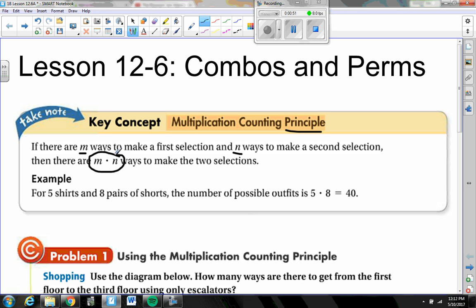As an example, to help you make sense of this, you have 5 shirts and you have 8 pairs of shorts. So if you have 5 shirts to choose from and 8 pairs of shorts to choose from, the number of outfits that you could make is 5 times 8, which is 40 possible outfits. Okay, so in order to figure out how many combinations of things you can have, of something from this group and something from this group, you just multiply the two numbers together. How many shirts you have times how many pairs of shorts you have, that's how many total outfits you could create. Okay, 5 shirts, 8 pairs of shorts, 40 possible combinations.